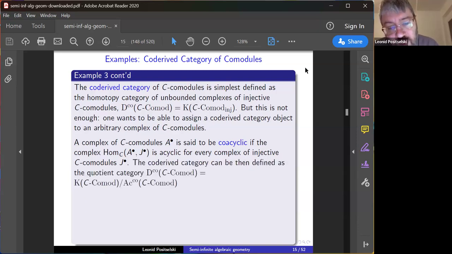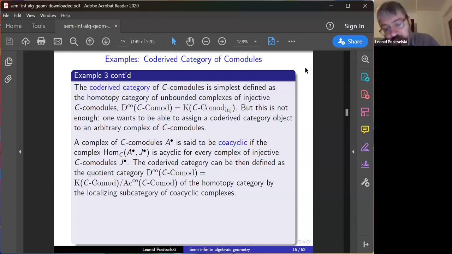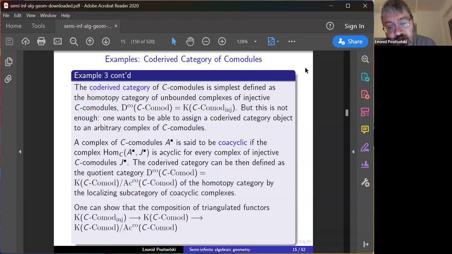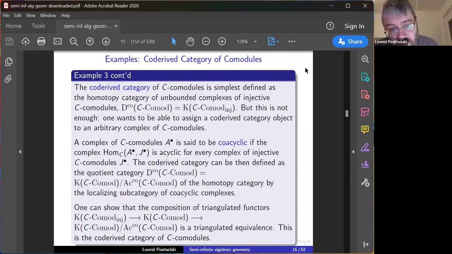The coderived category can then be defined as the quotient category, the homotopy category of C-comodules by the full subcategory of quasi-acyclic complexes. In fact, it is the localizing subcategory of quasi-acyclic complexes. One can show that the composition of triangulated functors from the homotopy category of complexes of injectives to the homotopy category of complexes of arbitrary comodules to the quotient by the quasi-acyclics is a triangulated equivalence. This is the coderived category of C-comodules.